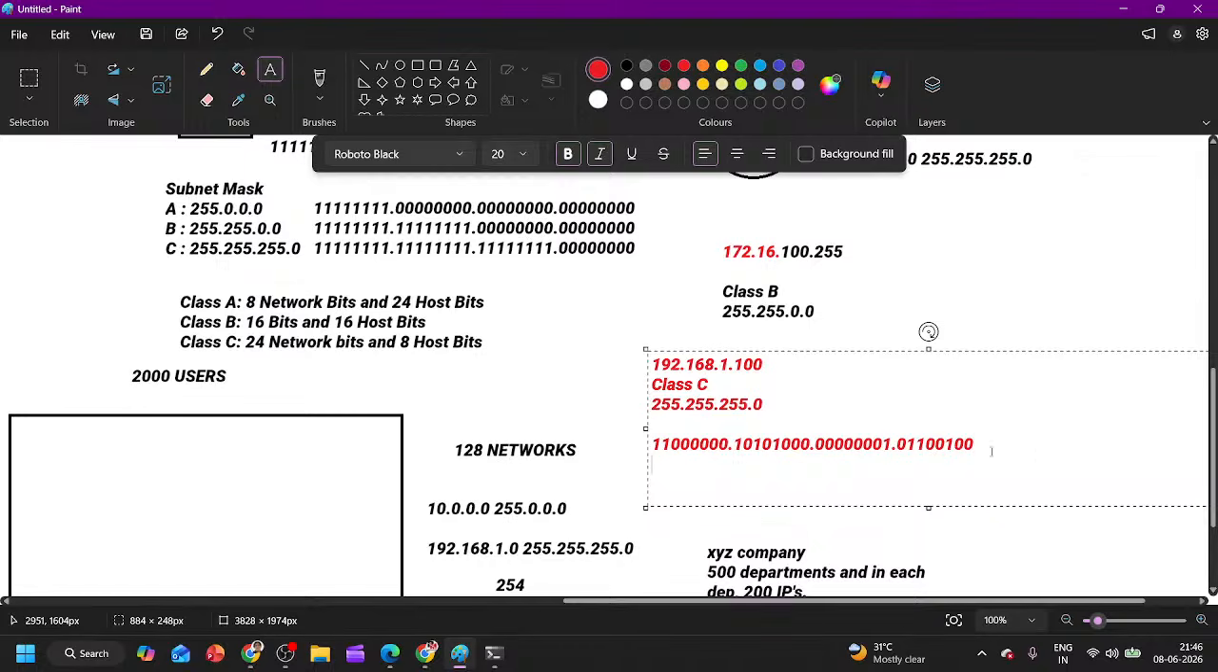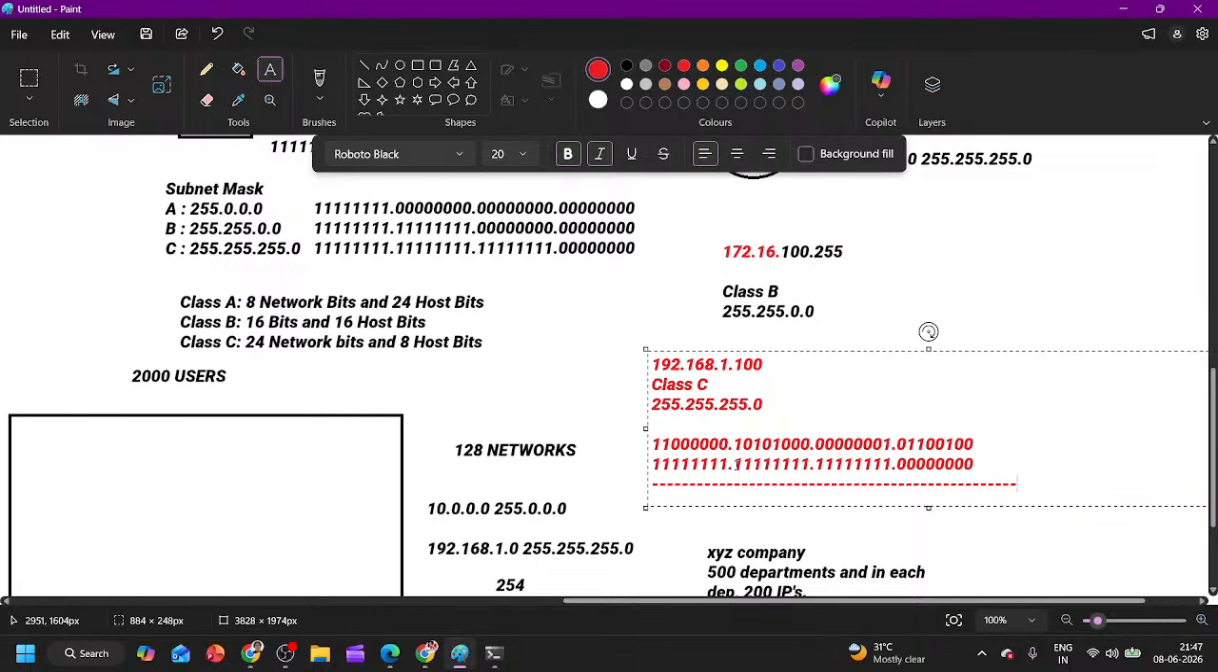Now convert the subnet mask into binary. The binary of 255 is all 1s, eight ones. Again 255, eight ones. Again 255, eight ones. And then 8 times 0. And here you will perform the AND operation.